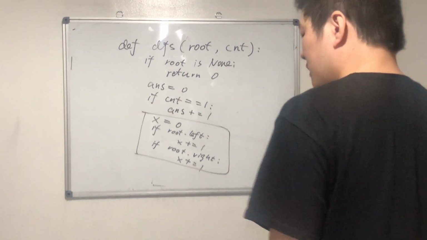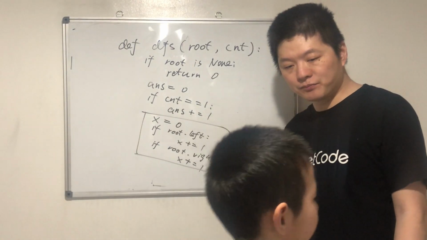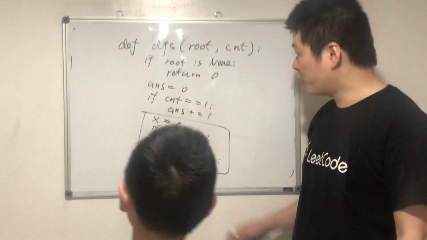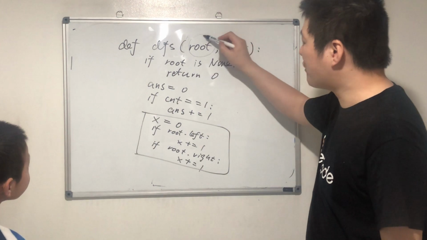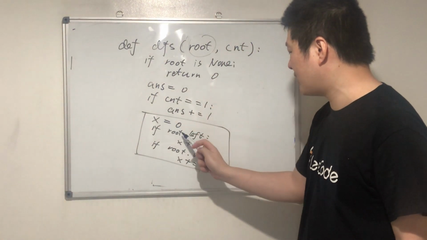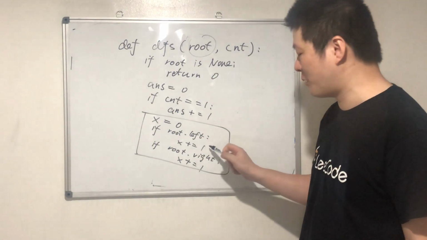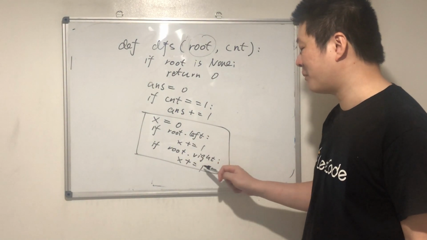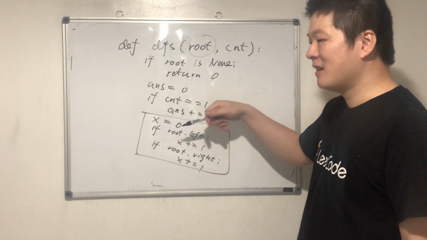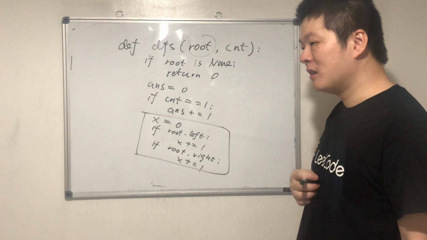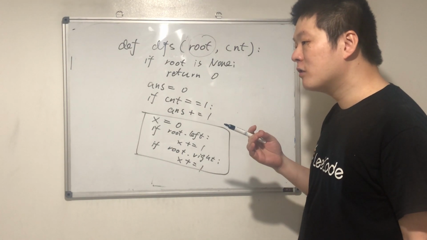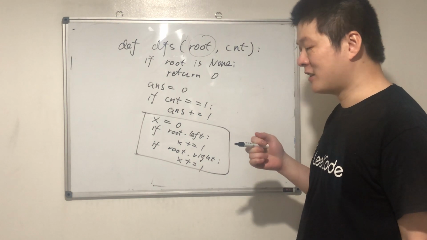X means like, the number of what? Stack? No, we're currently at root. So what's root? Look, if root is left, then x will be 1. If root right, and x will be plus 1, right? So it means x is what? The number of nodes. The number of nodes that root has. Yeah, the children nodes, yes.